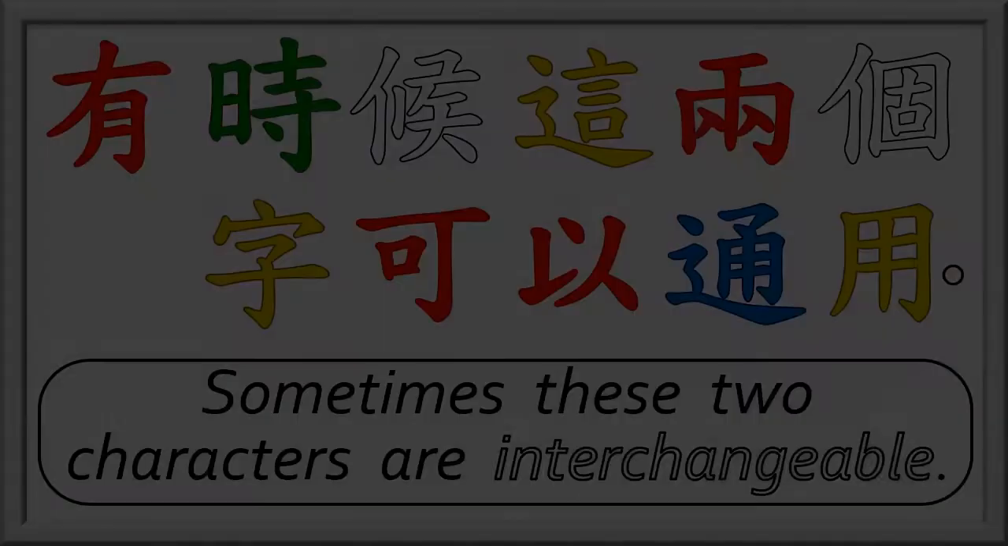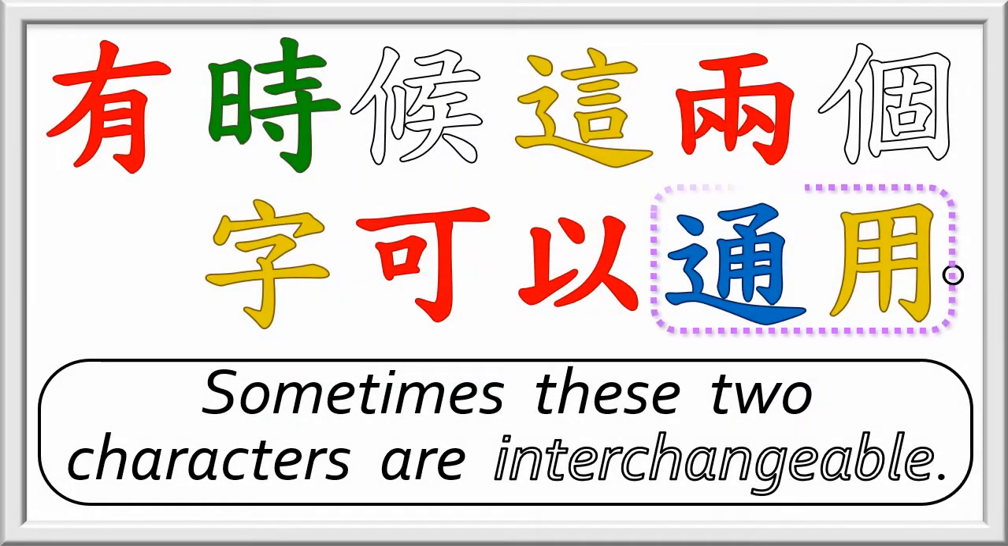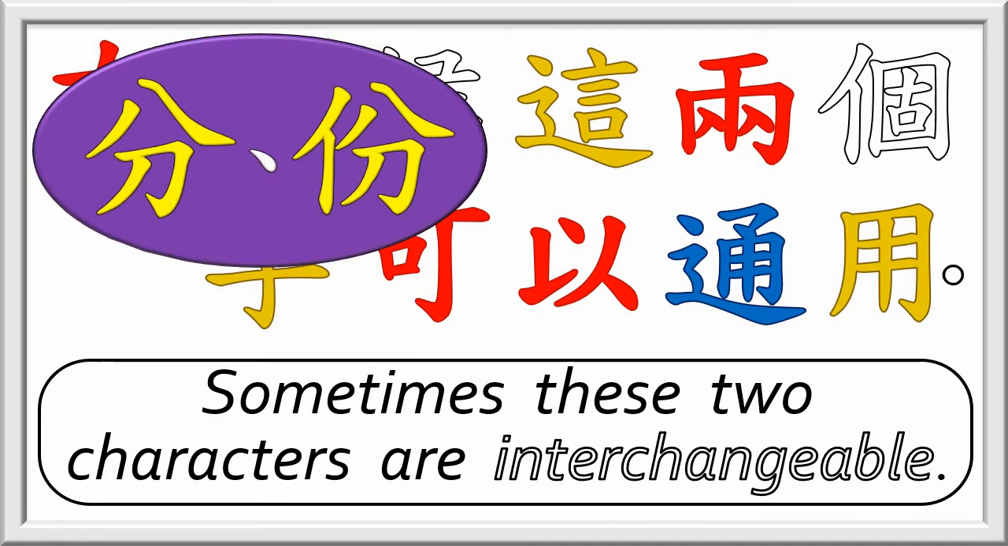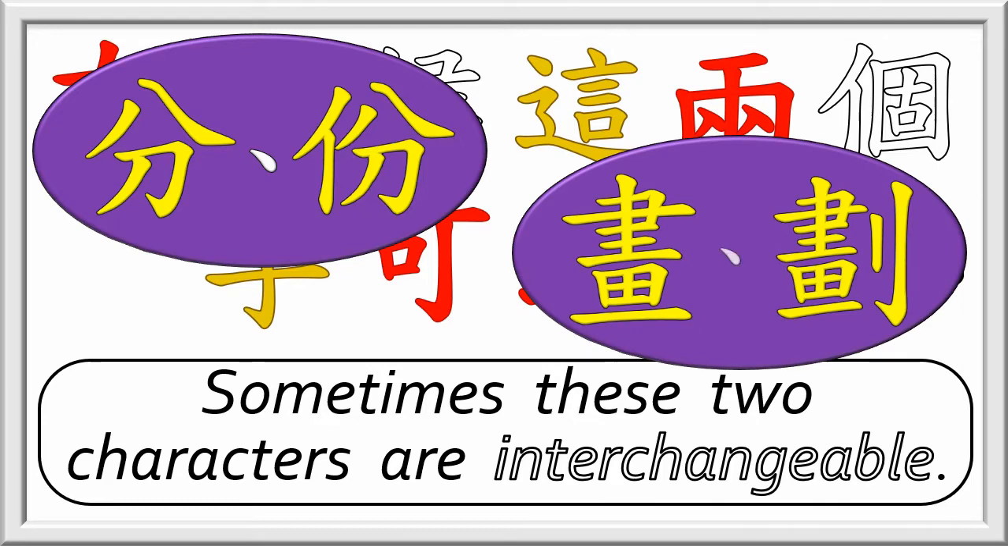When two words or phrases are interchangeable, 通用, there's naturally no obstruction between them. 有时候这两个字可以通用. Sometimes these two characters are interchangeable. And I've provided two sets of characters that are often interchangeable, 分 and 化.